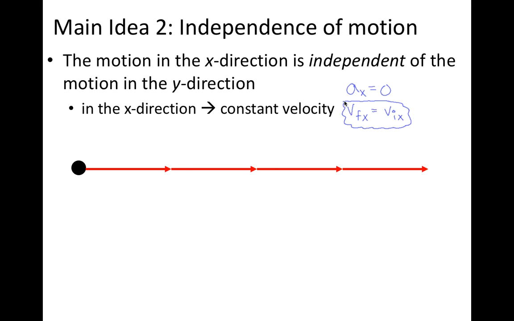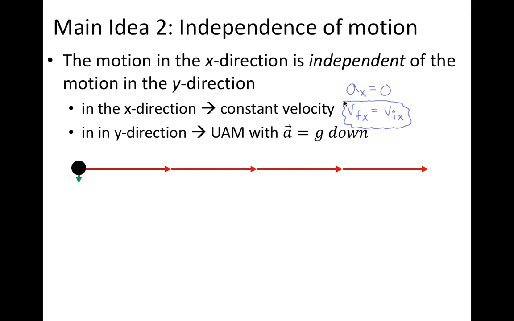What about the motion in the y direction? Well, in the y direction, we have uniformly accelerated motion. We have an object that's moving with acceleration, and that acceleration is always downward. So, in my example here, where we have an object that's thrown sideways, in the first second, it's going to move downwards just a little bit, and in the next second, it'll move a little bit further. In the next second, it'll move a little bit further, and then a little bit further after that.